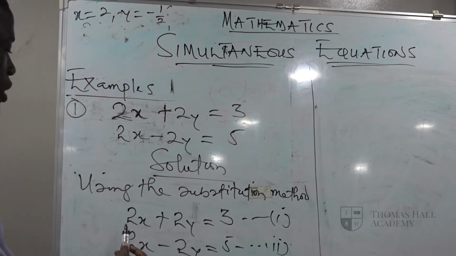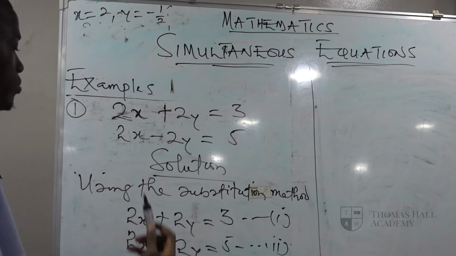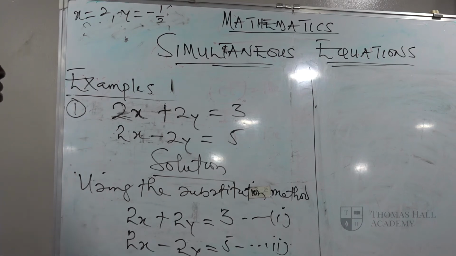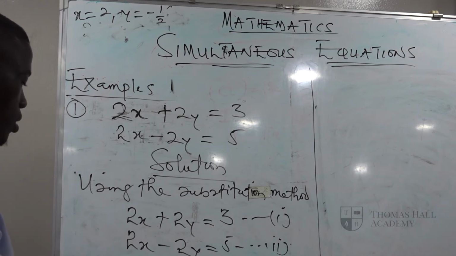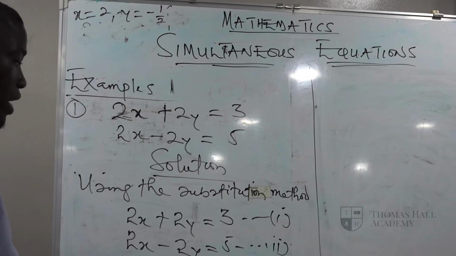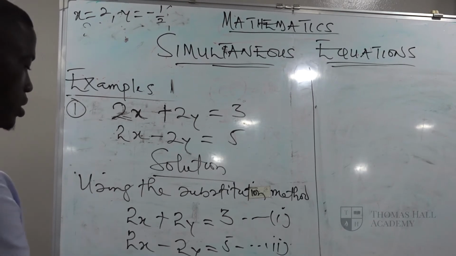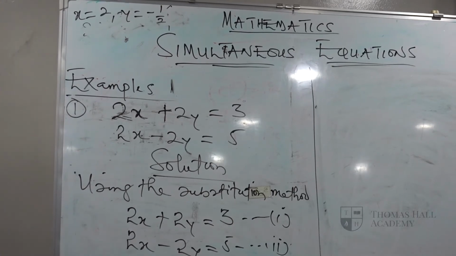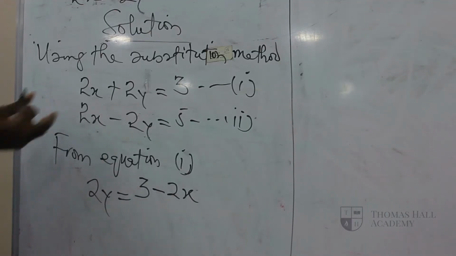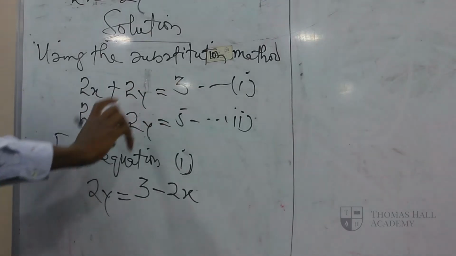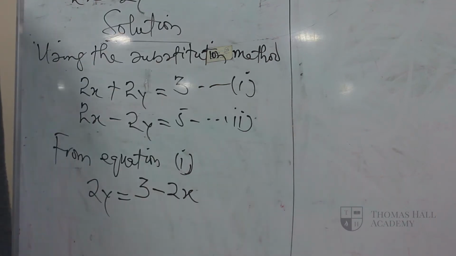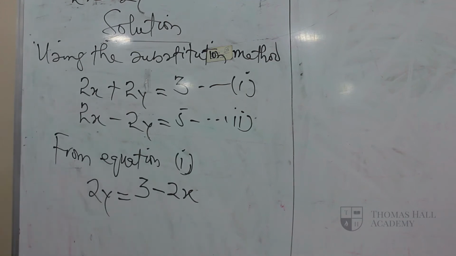Equation 1 says 2x plus 2y equals 3. From equation 1, I want to look for y. Then I will say 2y equals 3 minus 2x. If you decide to look for x, you say 2x equals 3 minus 2y, because this plus 2y changes to minus 2y across the red C, the equality sign.